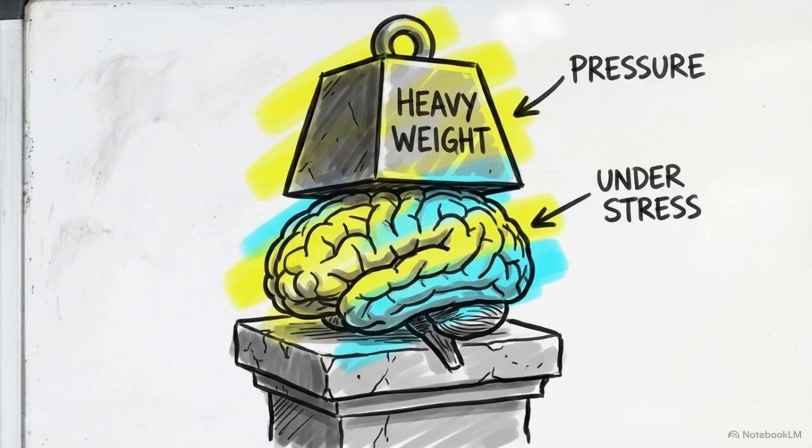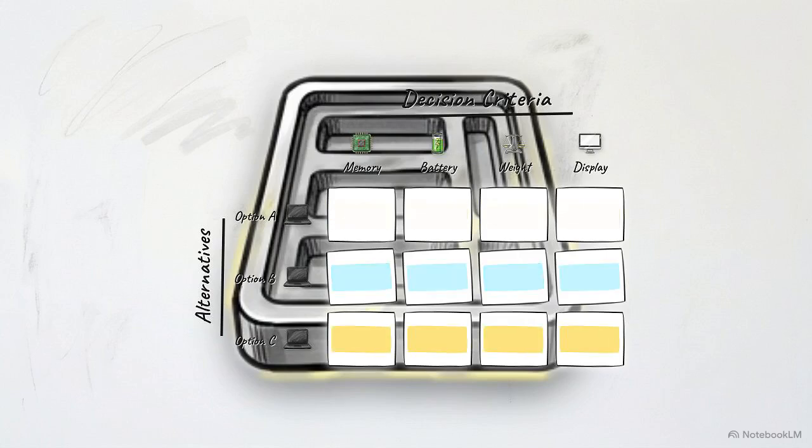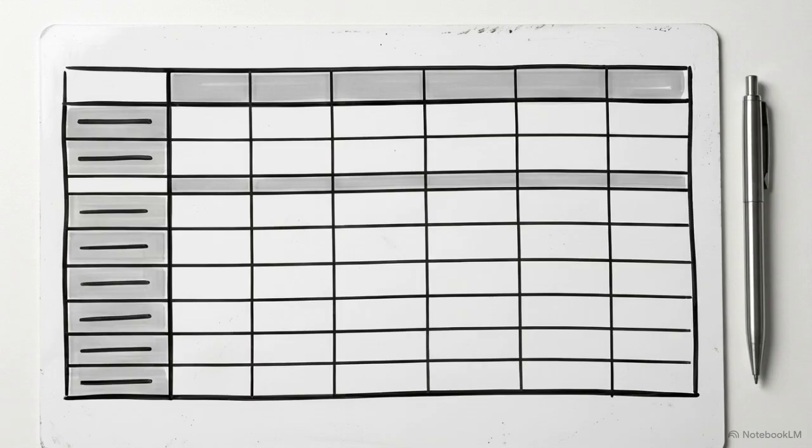We need a system to offload the cognitive weight. That system is an objective decision matrix. It is a mathematical framework that forces constraints on your thinking, providing a structure that helps neutralize the pull of impulse and grounds your choice in measurable criteria. All you need is a blank spreadsheet or a piece of paper.